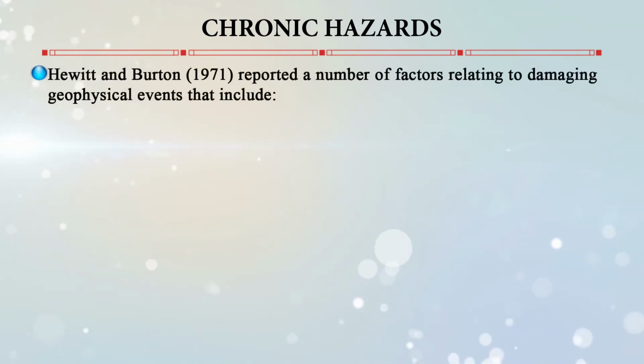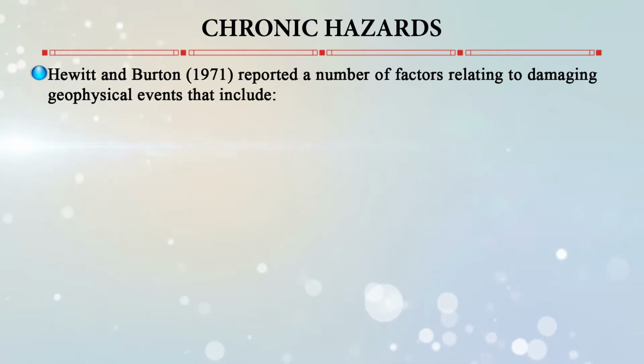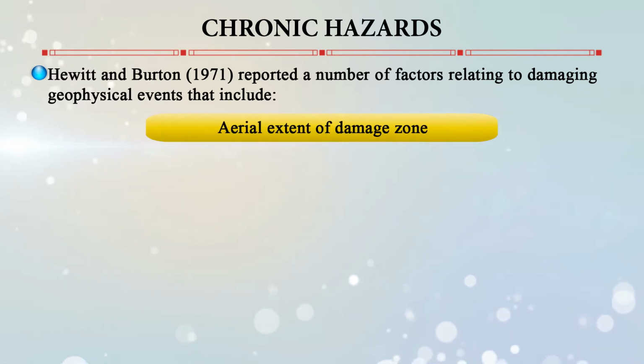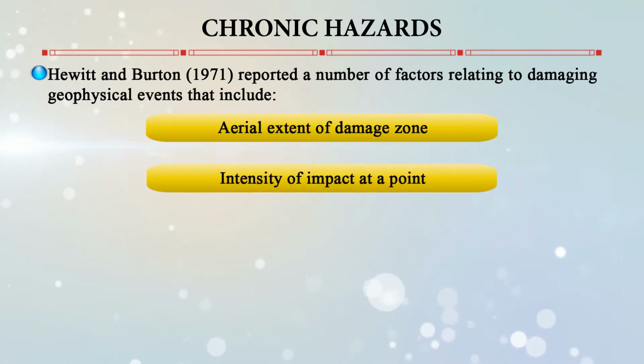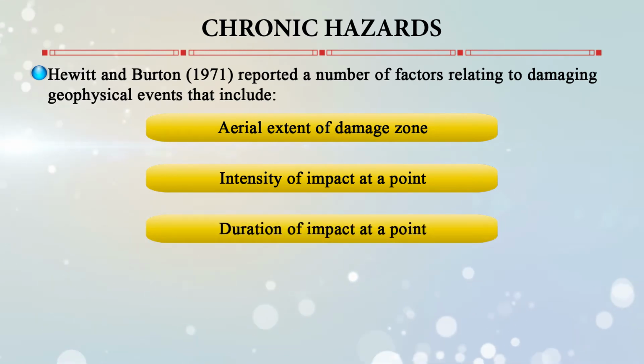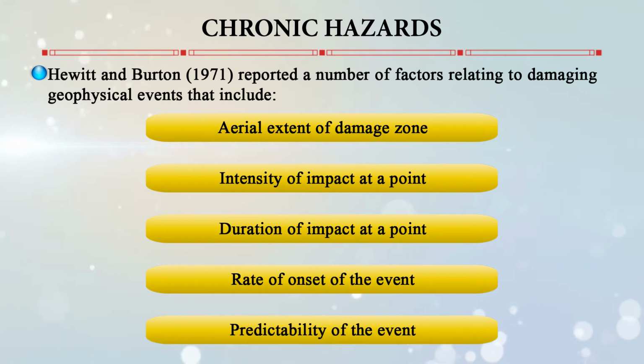Hewitt and Burton in 1971 reported that a number of factors relating to damaging geophysical events are noted, and they include the areal extent of the damage zone, the intensity of impact at a certain point, duration of impact at a point, rate of onset of the event and predictability of the event.